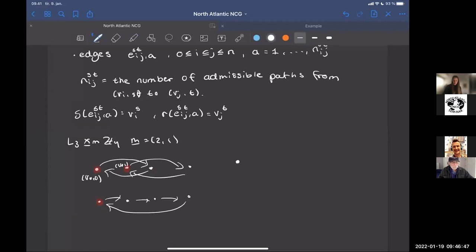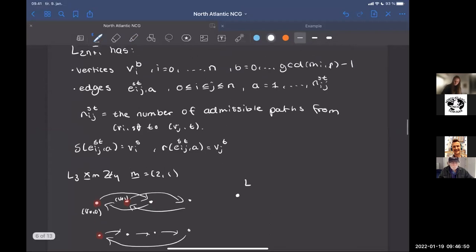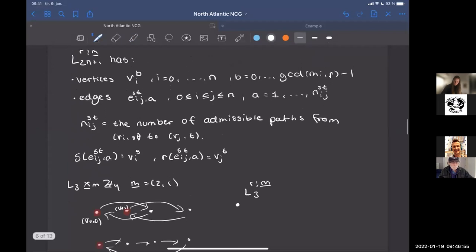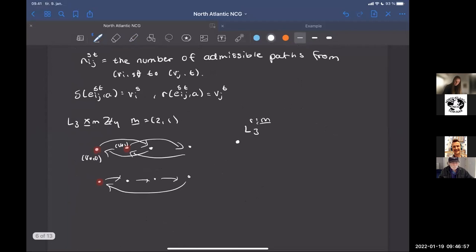So now in our new graph, this L_3 R M, here you can look at it as we have two levels again. And now we have picked these red vertices. So this we denote by v_00, v_01, and v_10. And then we need to indicate how many edges we have between them, and the number of edges between them corresponds precisely to the number of admissible paths in this graph over here.